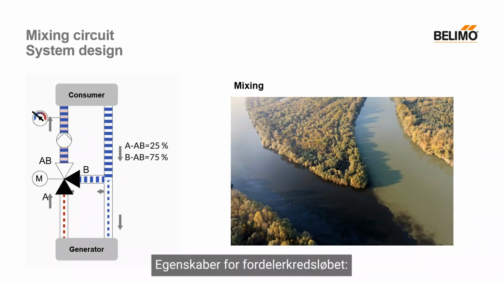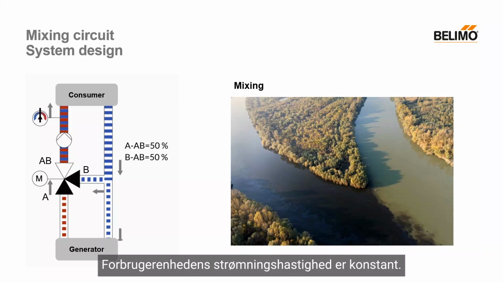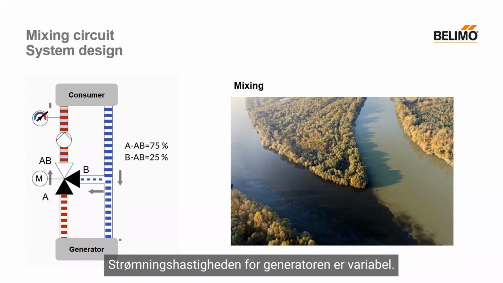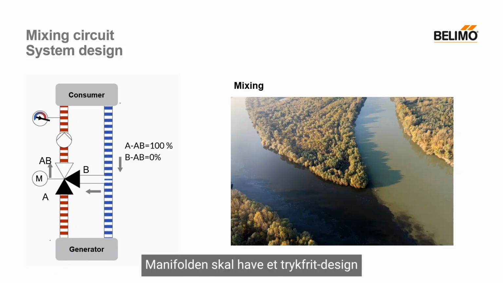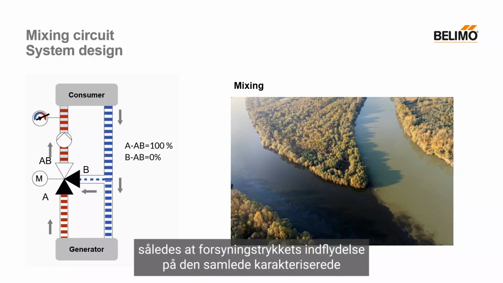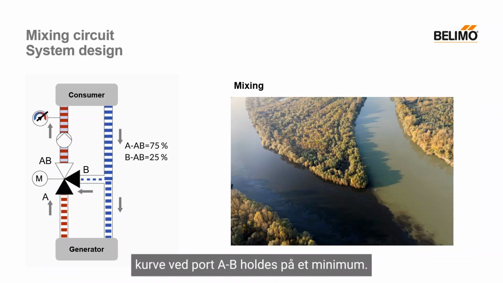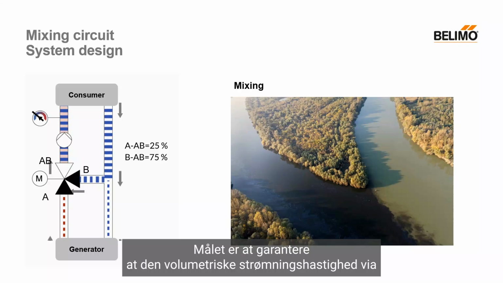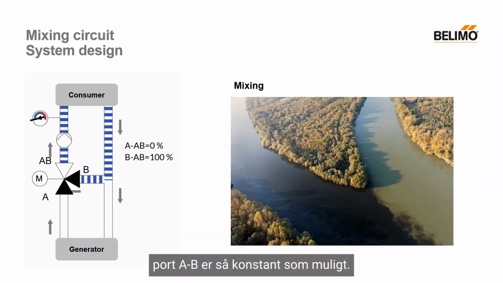Properties of the mixing circuit. The flow rate at the consumer is constant. The flow rate at the generator is variable. The manifold should feature a pressureless design, so that the influence of supply pressures on the total characteristic curve at port AB is kept to a minimum. The goal is to guarantee that the volumetric flow rate via port AB is as constant as possible.